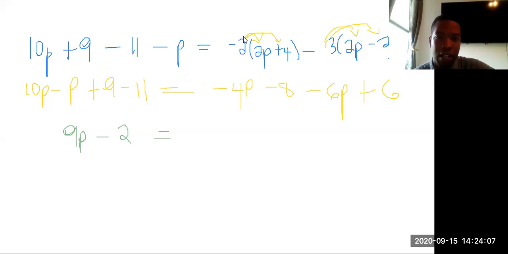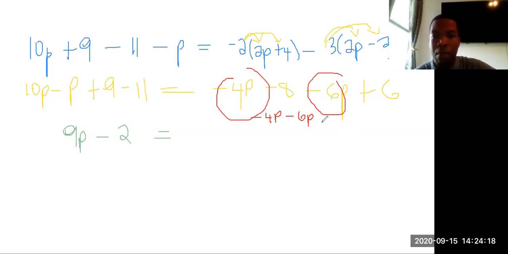I'm going to put a different line here. I'm going to combine my like terms first. Minus 4p minus 6p, so these two. And then I'm going to do a minus 8 plus 6. So now I'm going to simplify this section. Minus 4p minus 6p is negative 10p. And you could always pull out your number line. And then a minus 8 plus 6 is minus 2.